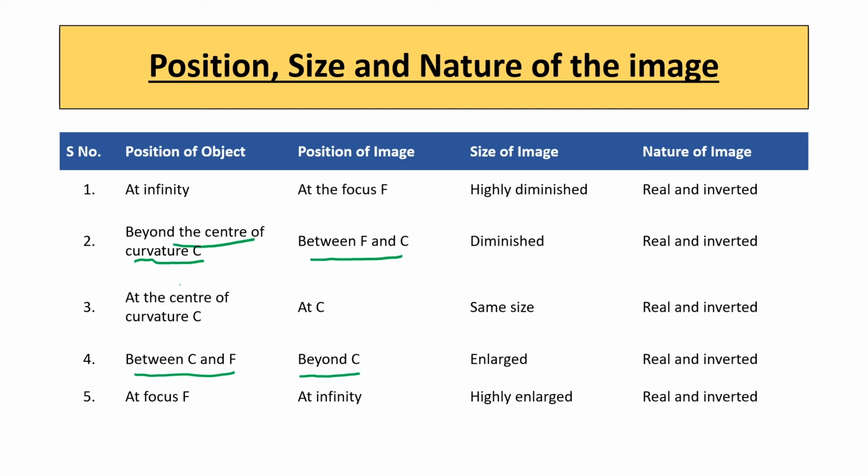When it is beyond C, anyway it is far away from the mirror. Therefore, the image is diminished. When it is between C and F, it is closer towards the mirror. Therefore, the image will be enlarged. In both these cases, the image is real and inverted. If you move the object towards the pole, that means if the object is between F and P, you will get a virtual enlarged image, which means that this concave mirror can give you both real image as well as virtual image.